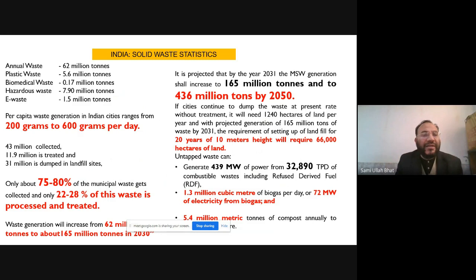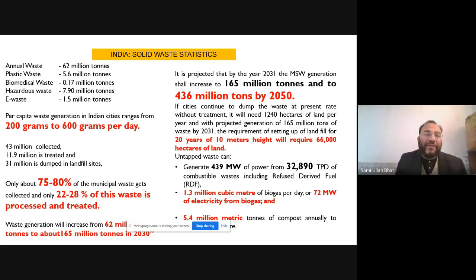However, there can be a difference as far as science and technology availability is concerned. Now, I would like to have your attention on this topic, the solid waste statistics. In the Indian context, you have 62 million tons right now, and by 2031 it will increase to 165 million tons and 436 million tons by 2050. Looking at this figure, we need to think how much land we can afford to dig for the disposal of wastes.